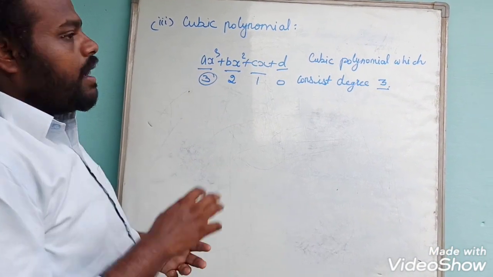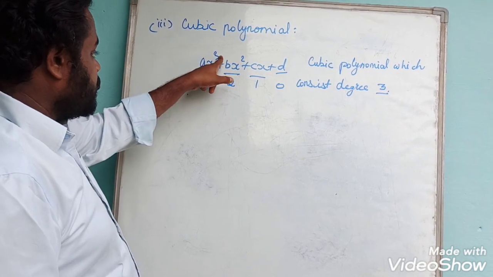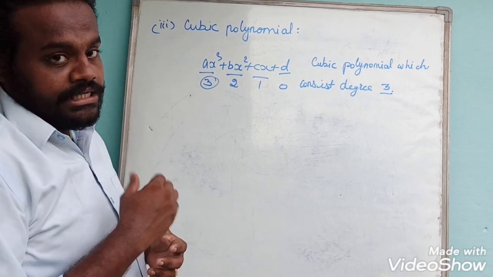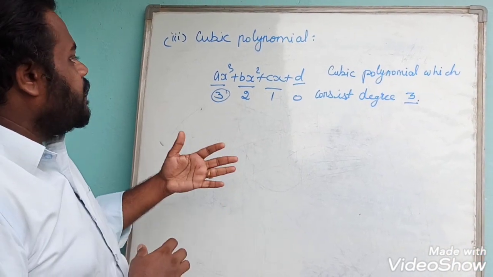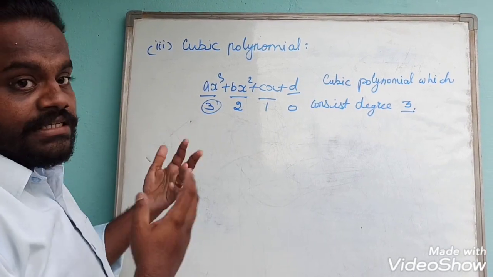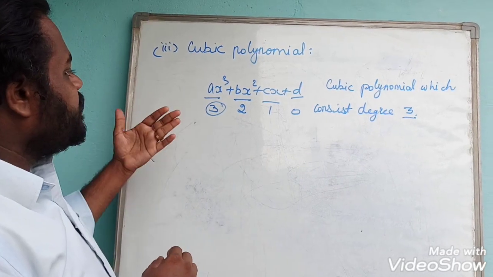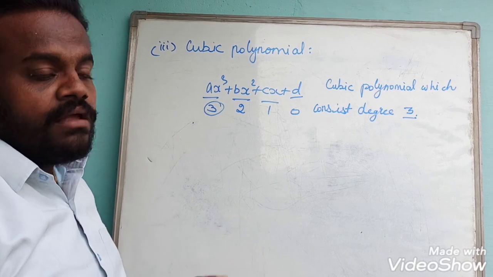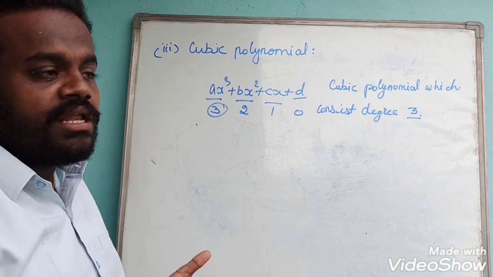And before that, in a polynomial the exponent of the variable is always a whole number, not a negative integer or a rational number or fraction. If the exponent is a negative integer or a fraction, we say that it is not a polynomial. That is not under the polynomial, so we need not consider it.